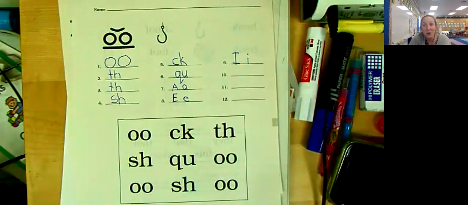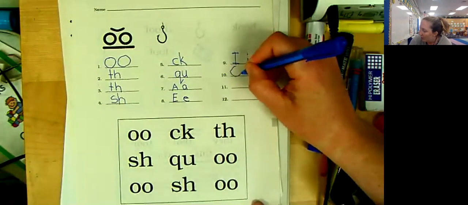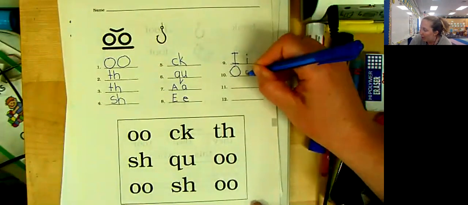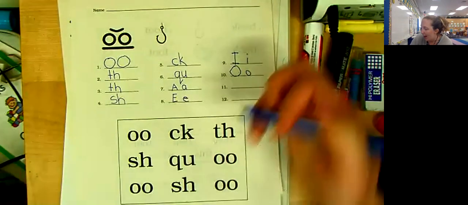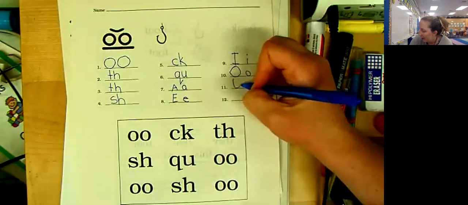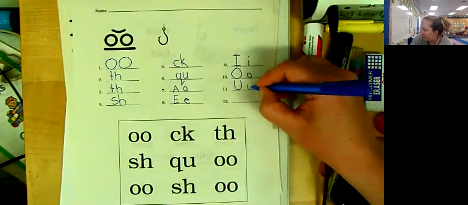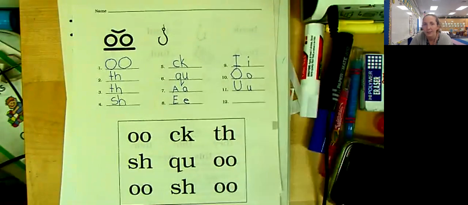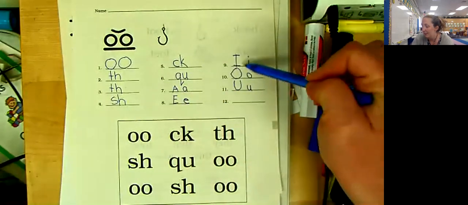Now let's talk about the letter O. O can say aw, or it can say its name, O. And our last vowel is U. U can say its short sound, or it can say its name, U. Very good. So see, we have two letters written on each of these lines.